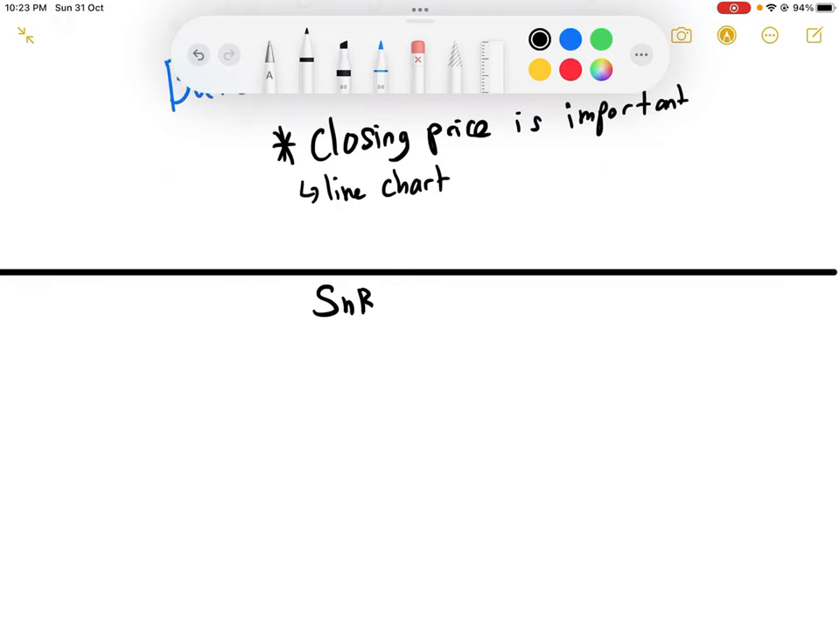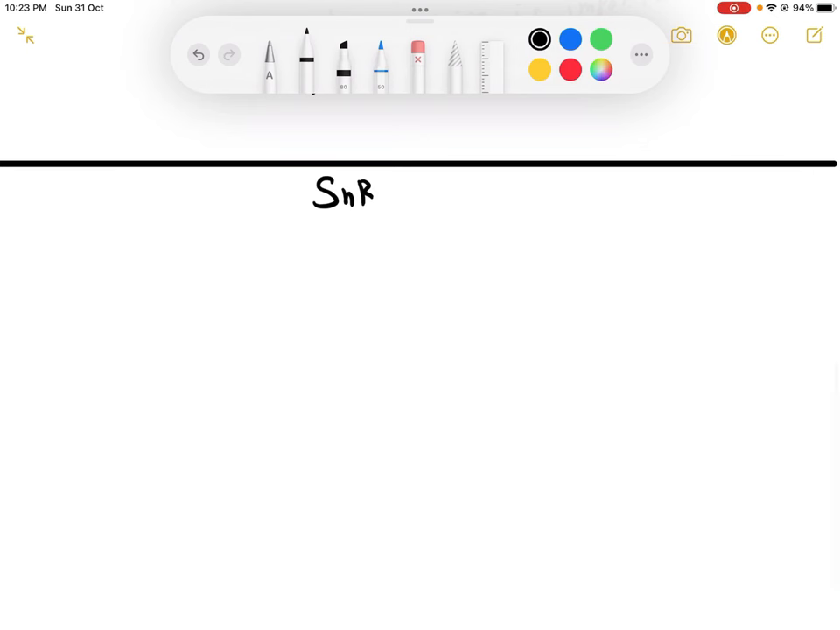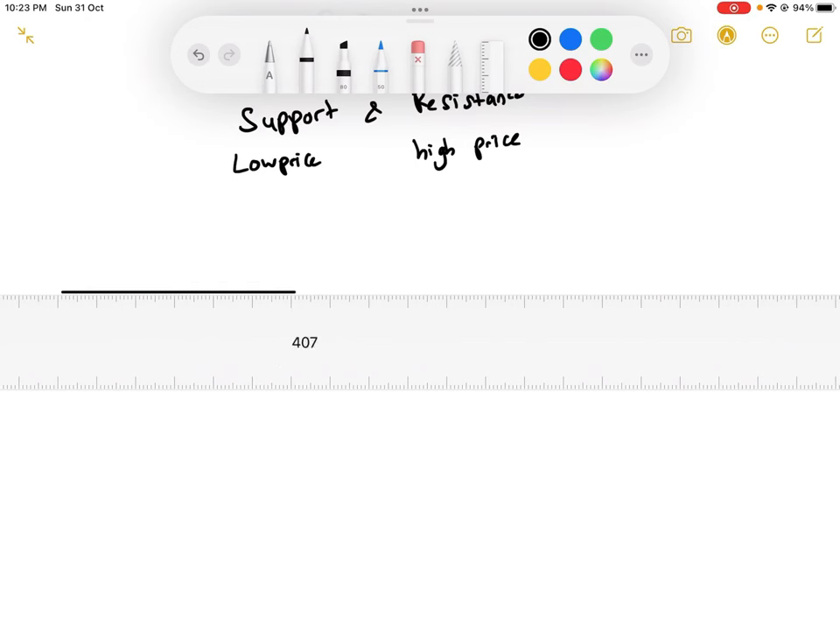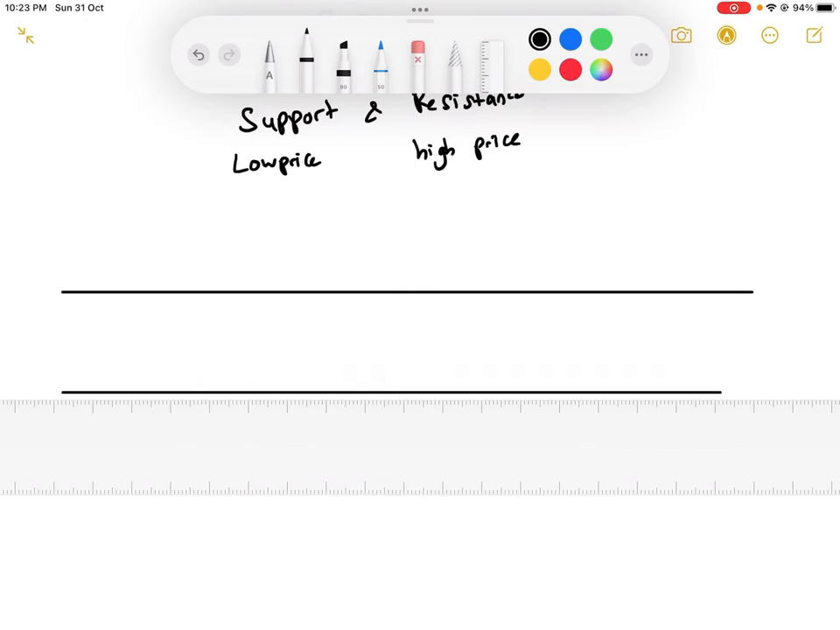Hello. For the next video, we learn about SNR. What is SNR? SNR is support and resistance. So support is low price, resistance is high price. If you look into the chart, you will see something like this.